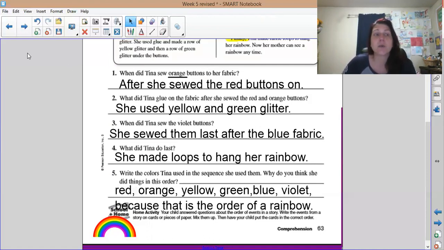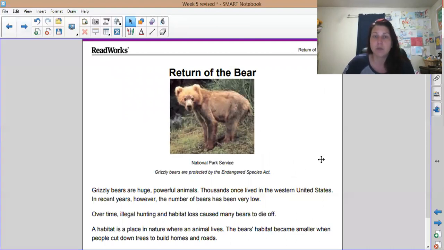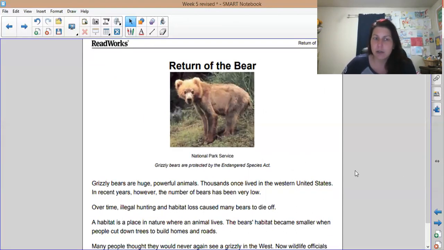Okay, all right, so we have finished our worksheet. In the future, you may have one or two of these. It depends on what skill we're working on and how many sheets I can find on it for you, okay? Let's jump to our passage. It is called Return of the Bear. I don't remember if you had this one or not.